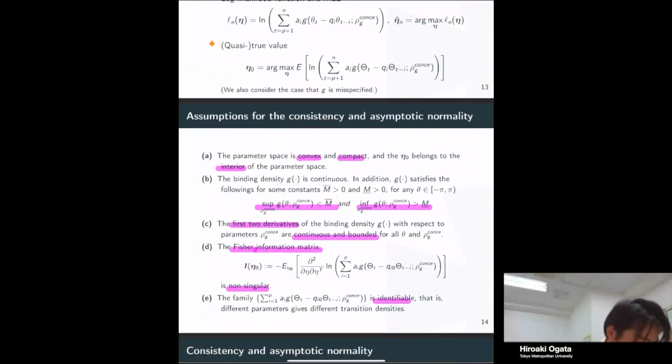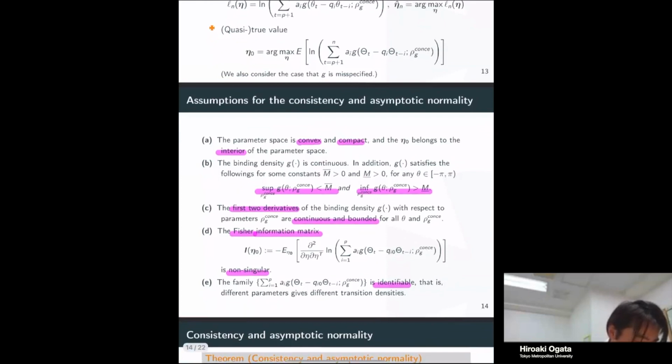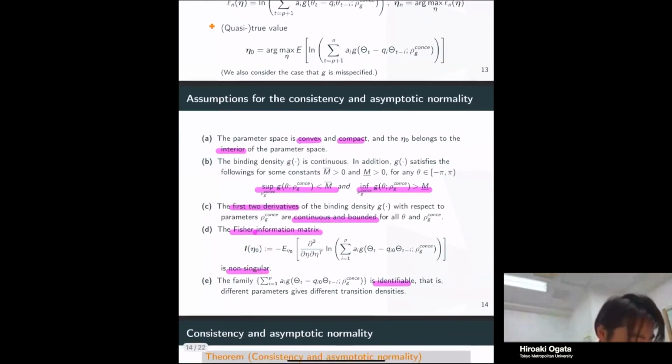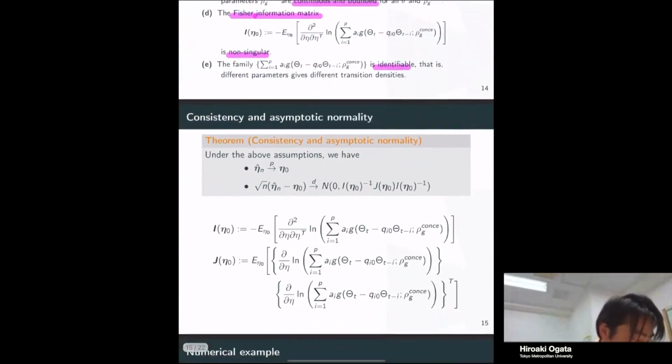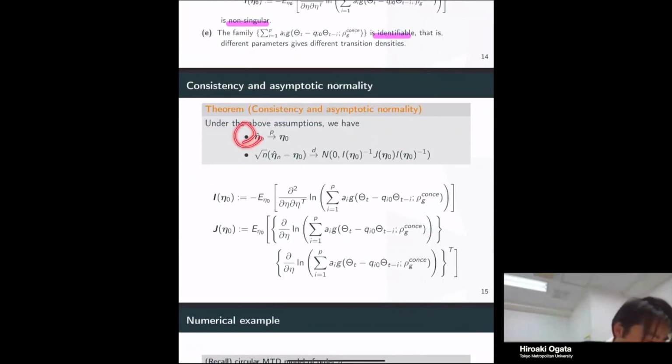These are not so strange assumptions. This is the usual assumption. The parameter space is convex, compact and interior, bounded by a lower and upper bound. The first two derivatives are continuous. Fisher information is non-singular, and the family is identifiable. These are the common assumptions. Under these assumptions, we get the consistency and asymptotic normality of the maximum likelihood estimator.